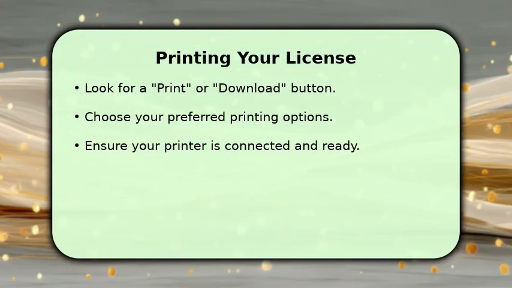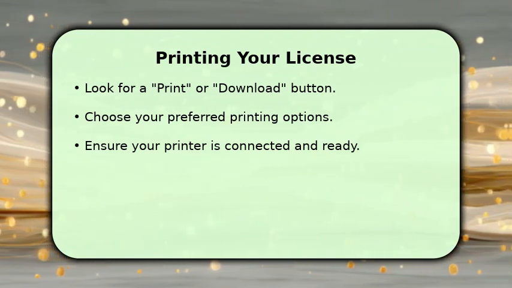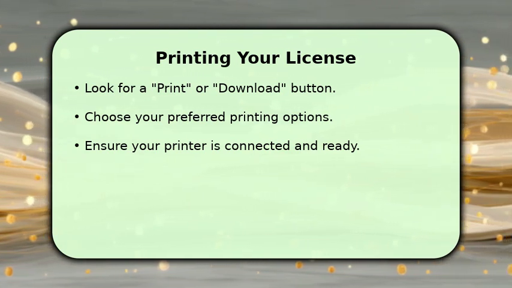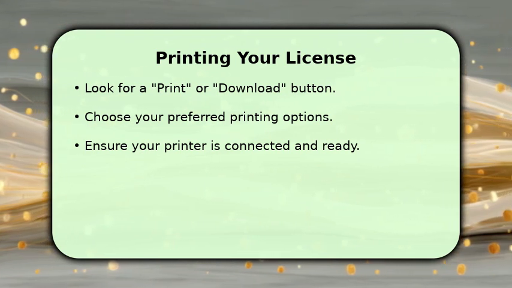Now that you're viewing your license, look for a Print or Download button, often found at the top or bottom of the document. If you download it, it will likely be a PDF file. Before printing, review the document to ensure all details are correct.